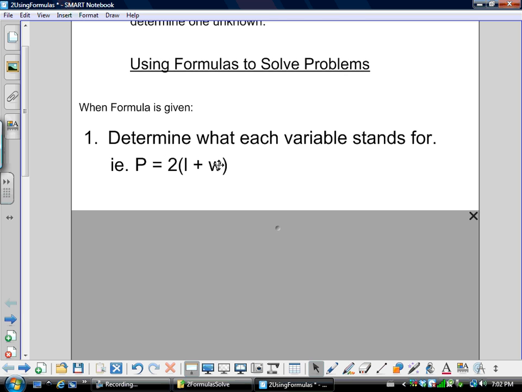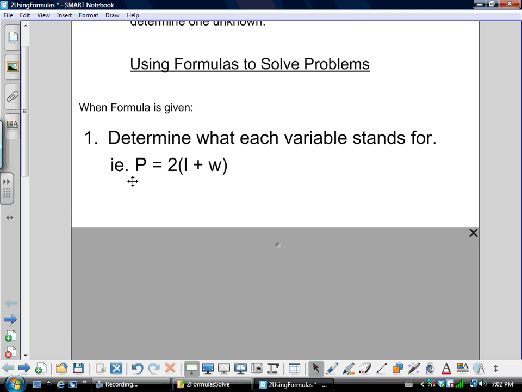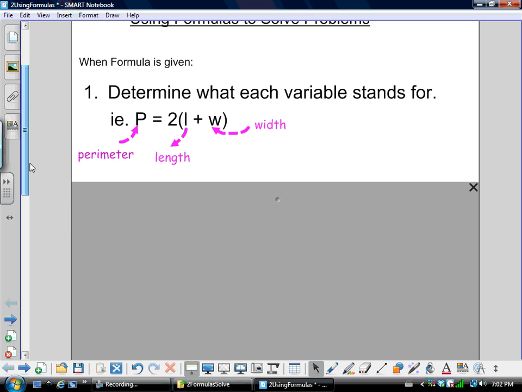Now, I have, for example, here a formula you have seen before and have used many, many times. So in a sense, you know what each variable stands for. You know that P stands for perimeter, the L stands for length, and the W stands for width. Because you know this formula, you know what each variable stands for.